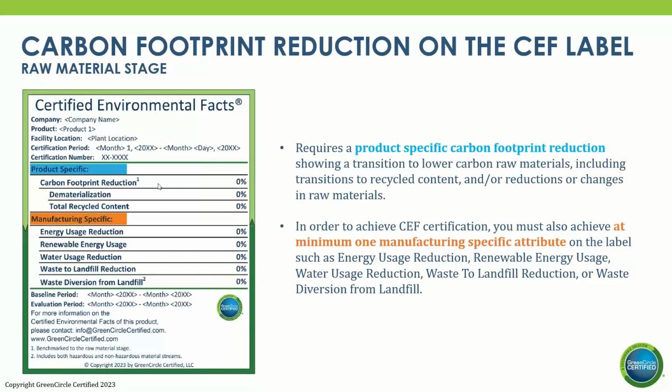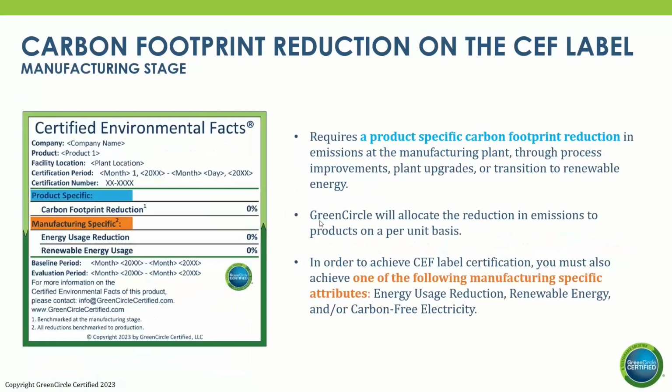I'll go to the next slide. Thanks. So this slide has an example of a multi-attribute CEF label that includes a reduction in the carbon footprint of the raw material stage for a product. For this audit, GreenCircle can verify that a material design change was implemented that reduced the associated embodied carbon of that material. An example of this would be switching to recycled content.